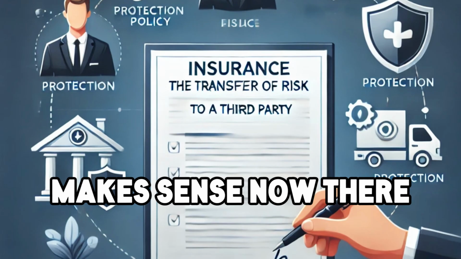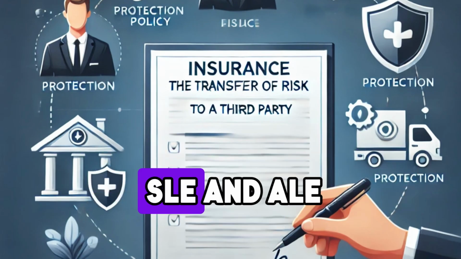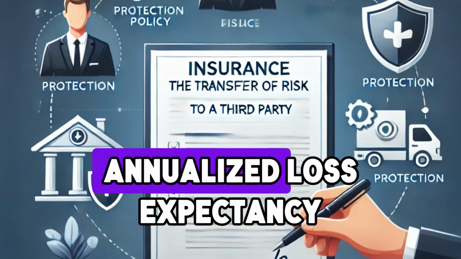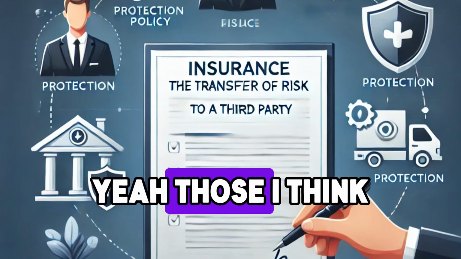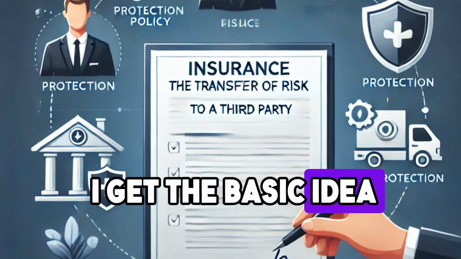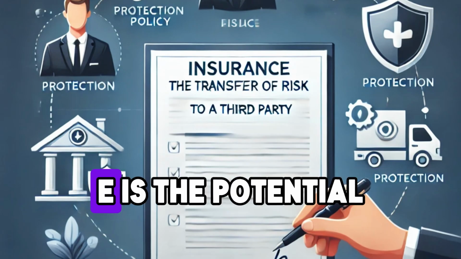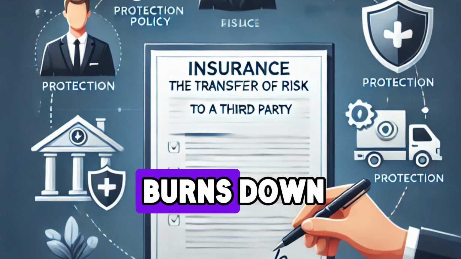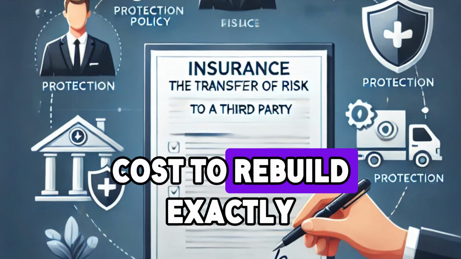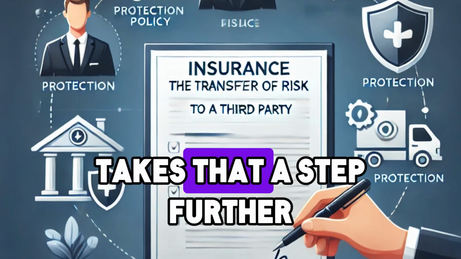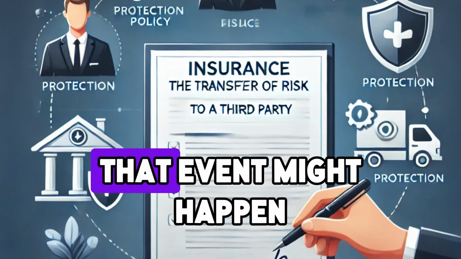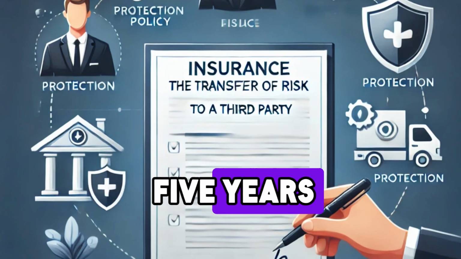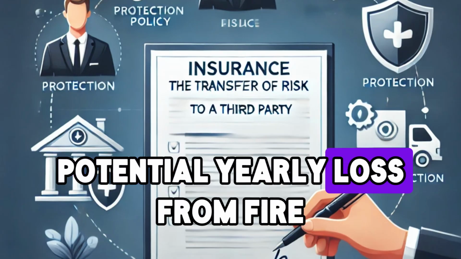Makes sense. Now, there were also those terms, SLE and ALE, which I found a bit confusing. Single loss expectancy and annualized loss expectancy. Yeah, those. I think I get the basic idea, but can you explain them? Sure. SLE is the potential financial loss from a single event. Like, if your warehouse burns down, how much would it cost to rebuild? Exactly. And ALE takes that a step further. It considers how often that event might happen in a year. So if fires in your industry happen once every 5 years, you can calculate your potential yearly loss from fire.